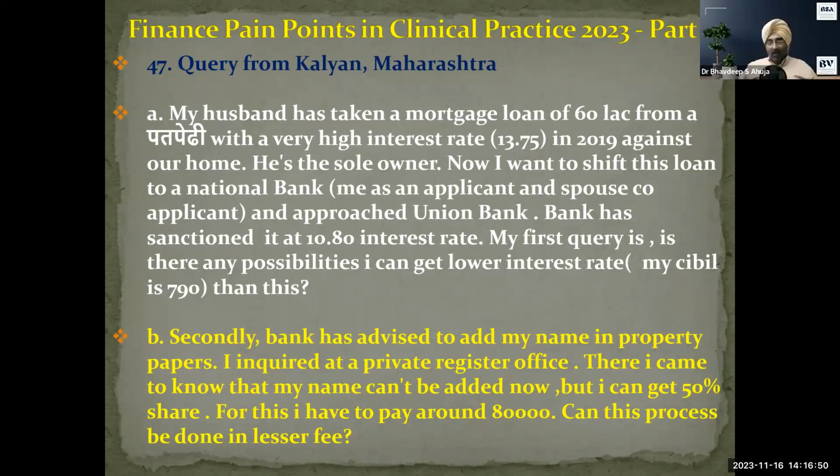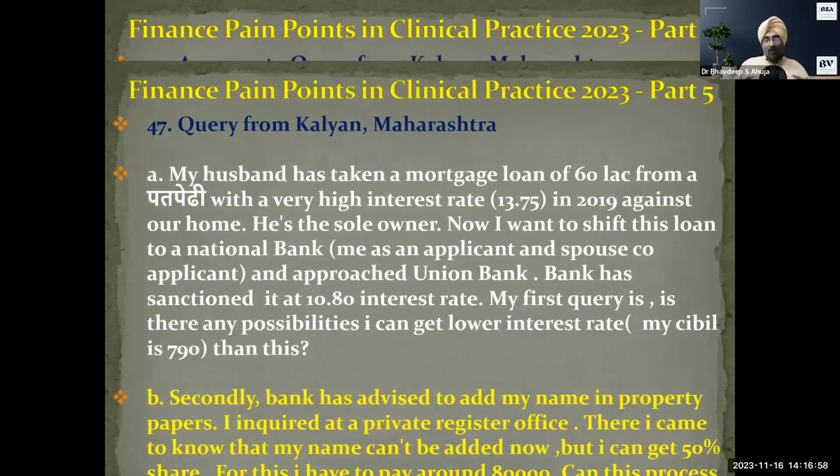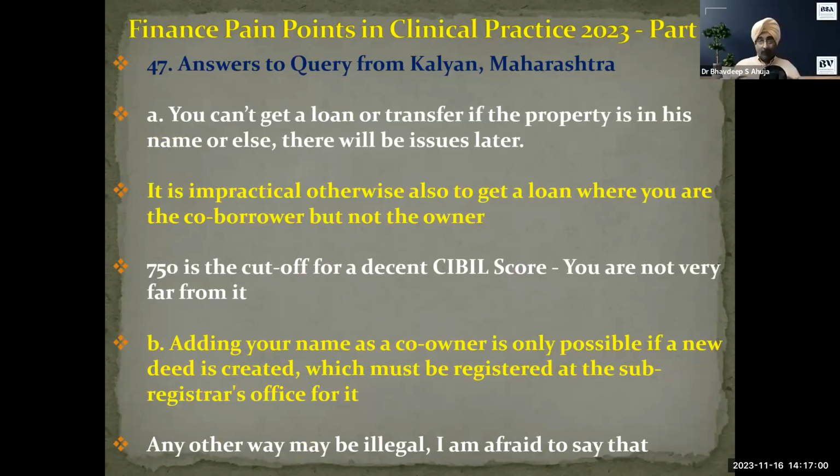First things first, if your husband is the sole owner, you can't get a loan for this. You can't get a loan or transfer if the property is in his sole name. There will be issues later. It is impractical also to get a loan where you are the co-borrower but not the owner. It is not always that you are doing the portability of loan from one bank to another. They will always have him as the first borrower.